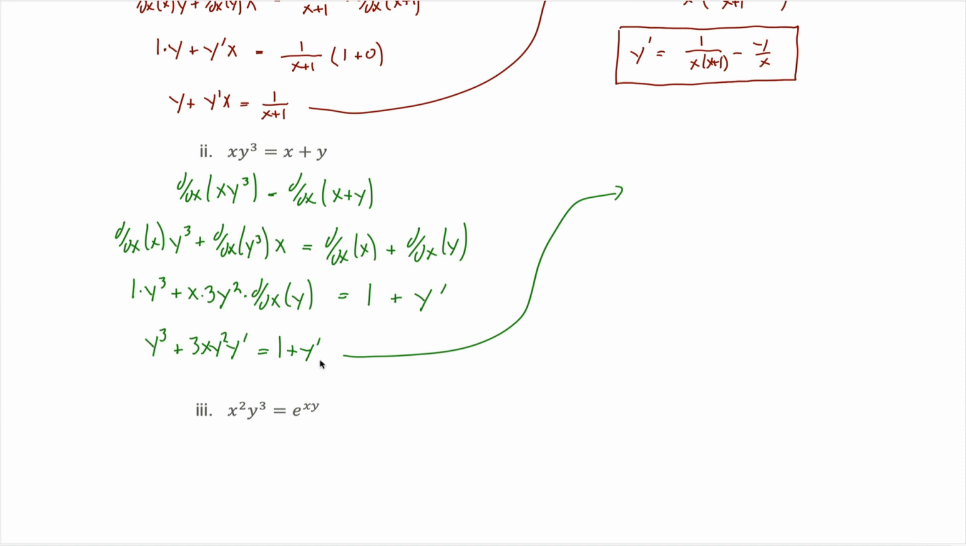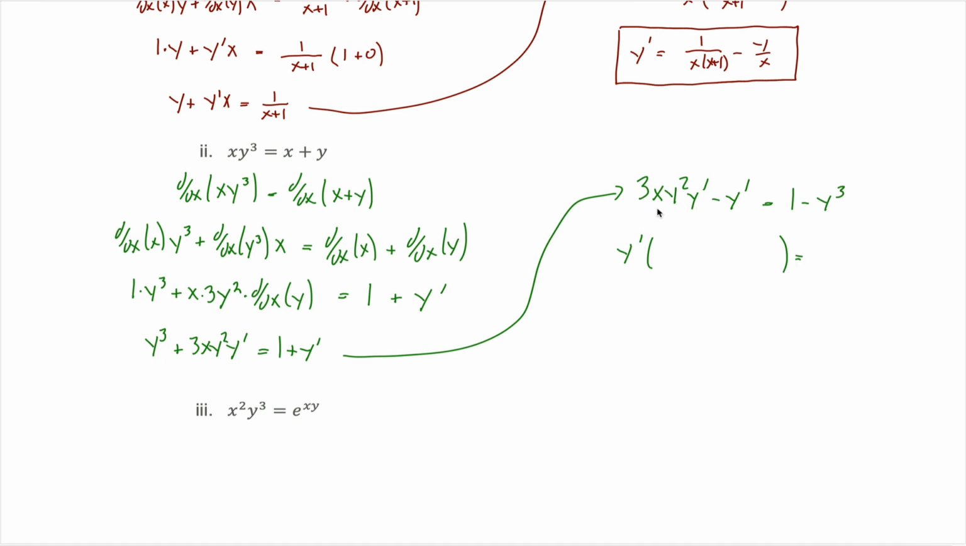So maybe I could subtract y cubed from both sides and subtract y prime from both sides, and that would give me 3xy squared y prime, this term right here, minus y prime, the y prime that I get when I subtract this over to the other side, is equal to 1 minus y cubed, because this y cubed moved over here. The reason you want to collect all the terms with y primes in them on one side of the equation is because now you can factor out a y prime from each of those terms, because each of the terms on that side of the equation have a y prime.